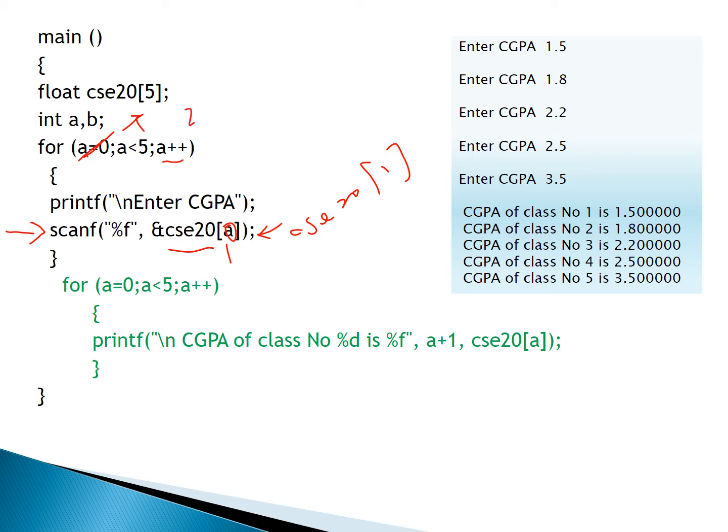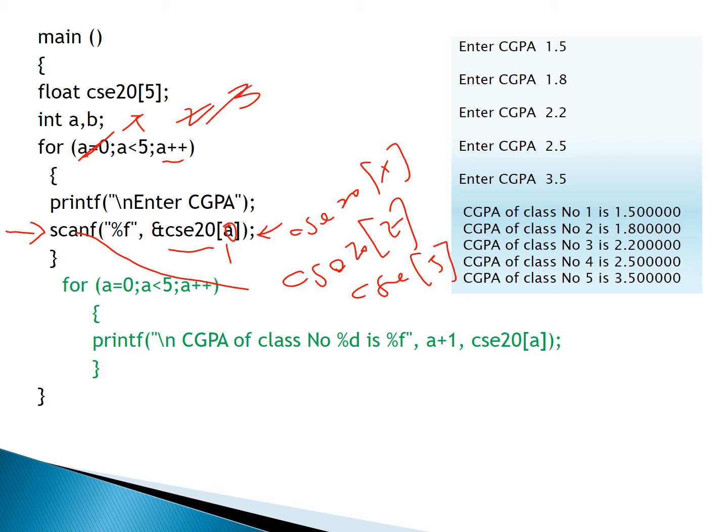For the next iteration, that will be 2 because of a plus plus. So the next value will go to CGPA 2, because this one and this 2 are the value of a. For the next iteration, the value of a becomes 3. So the next scanf will store in CGPA 3. So the next value, which is 2.5, will go to index 3.